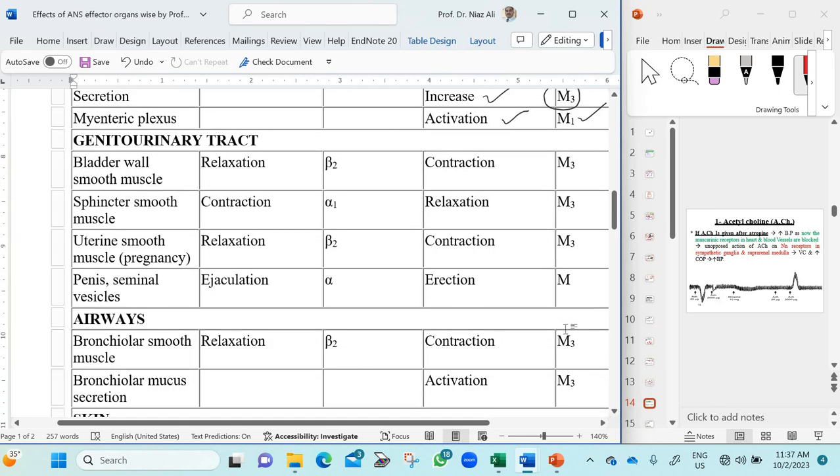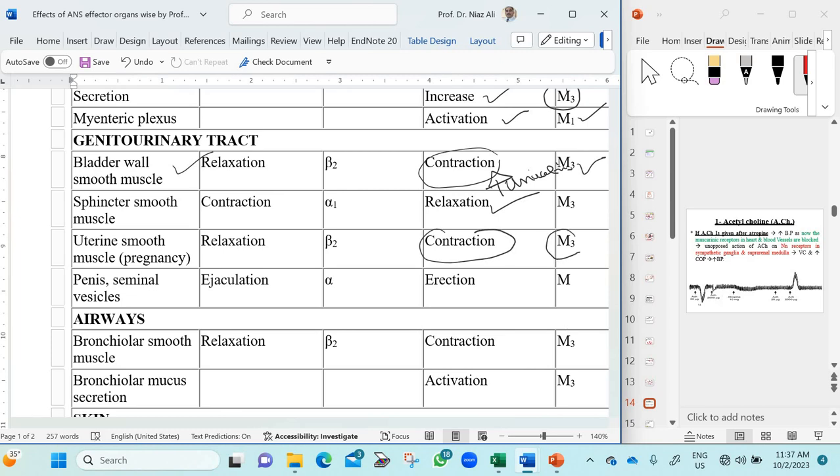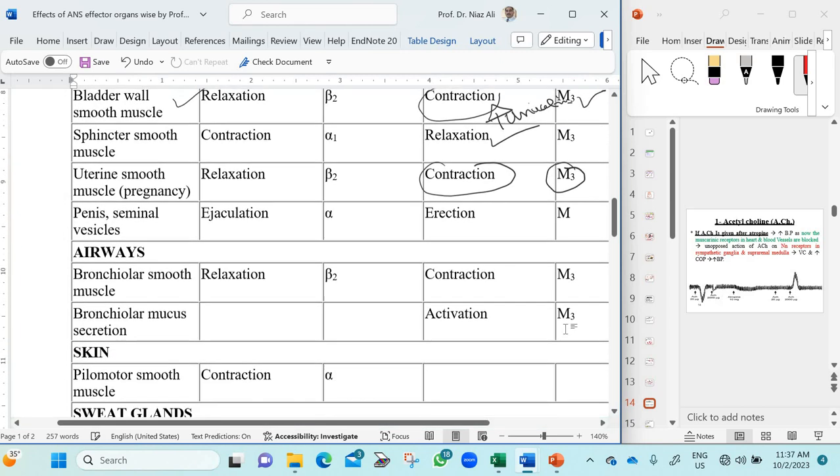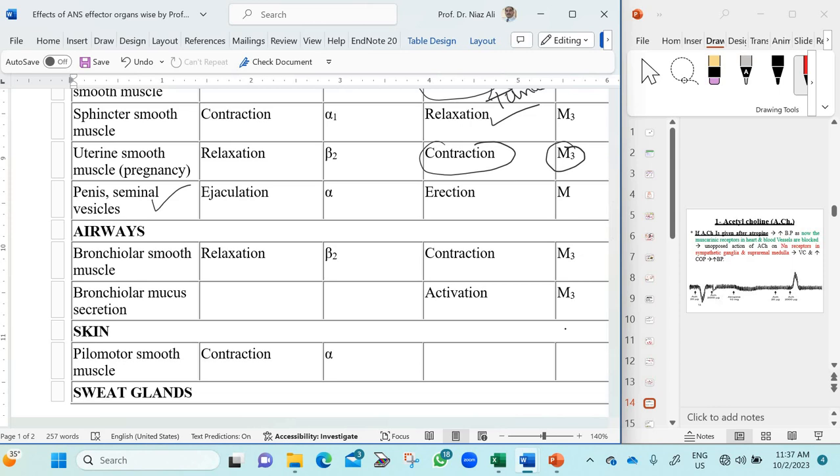Regarding genitourinary tract, the bladder wall is being constricted. This is M3 receptors, and the sphincter will be relaxed, so urination will be promoted. And regarding uterine muscle, it will be contracting because of stimulation of M3 receptors. Regarding penis and seminal vesicle, yes, erection will be there due to the involvement of muscarinic receptor.